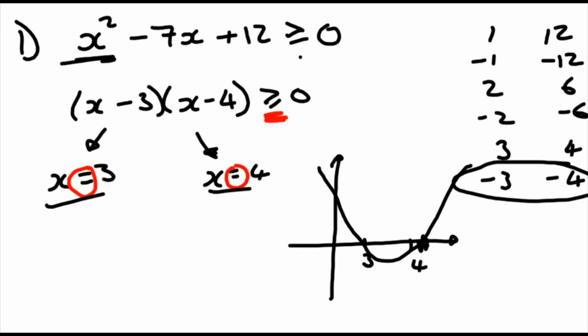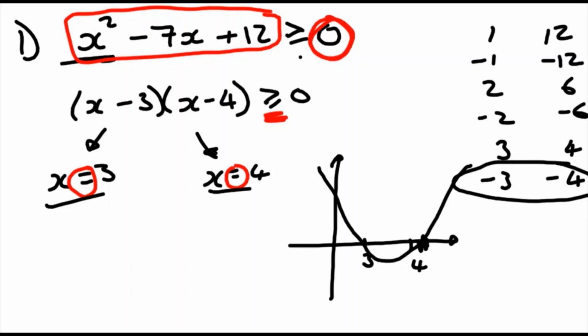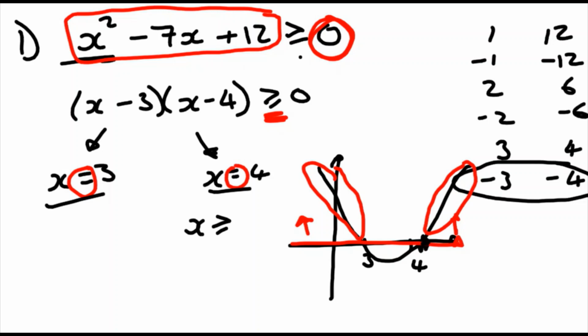So we are looking for when this graph is bigger than 0. At what point does it go above the x-axis? It goes above the x-axis at this point here and this point here. So we can see from this that the solution is when x is bigger than or equal to 4, or x is less than or equal to 3. Now we get that equality because we have the equality part on our inequality there.